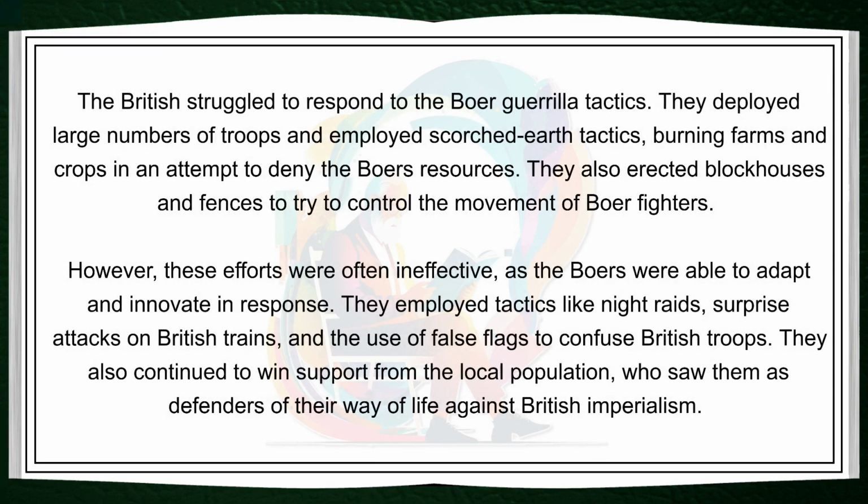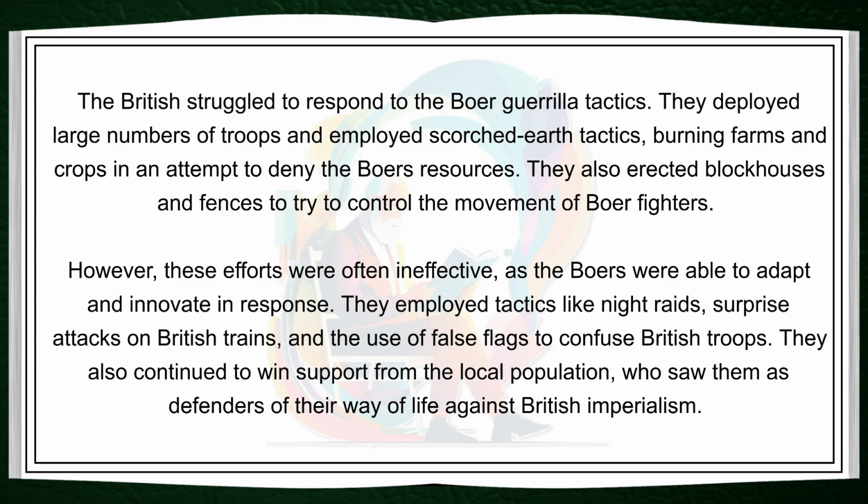The British struggled to respond to the Boer guerrilla tactics. They deployed large numbers of troops and employed scorched earth tactics, burning farms and crops in an attempt to deny the Boers resources. They also erected blockhouses and fences to try to control the movement of Boer fighters. However, these efforts were often ineffective, as the Boers were able to adapt and innovate in response.